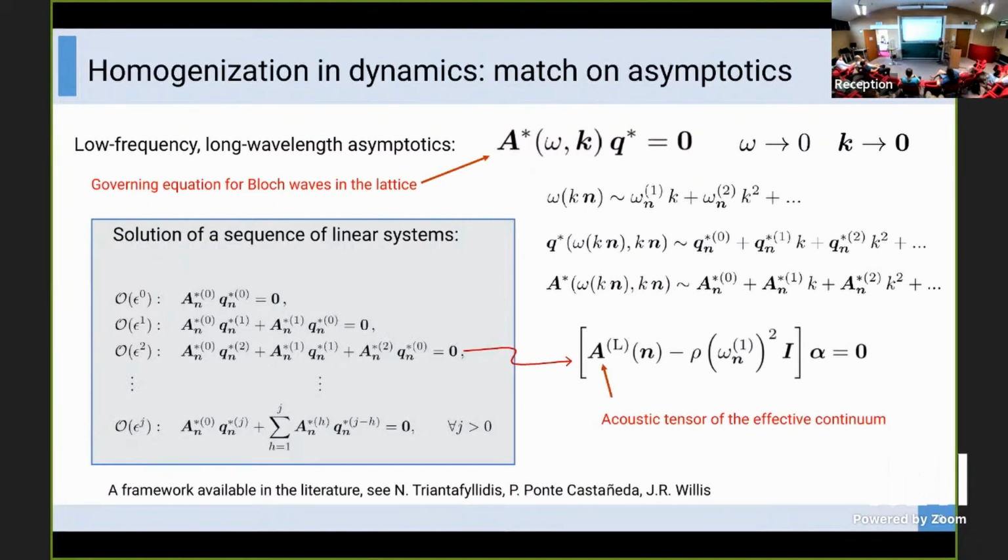And these solvability conditions turn out to be in this form, which, as you can see, is equivalent to the eigenvalue problem governing acoustic waves in a solid. So this matrix AL, a function of N, is identified with the acoustic tensor of the equivalent solid. And then from the acoustic tensor, it's straightforward to obtain the tangent constitutive operator.